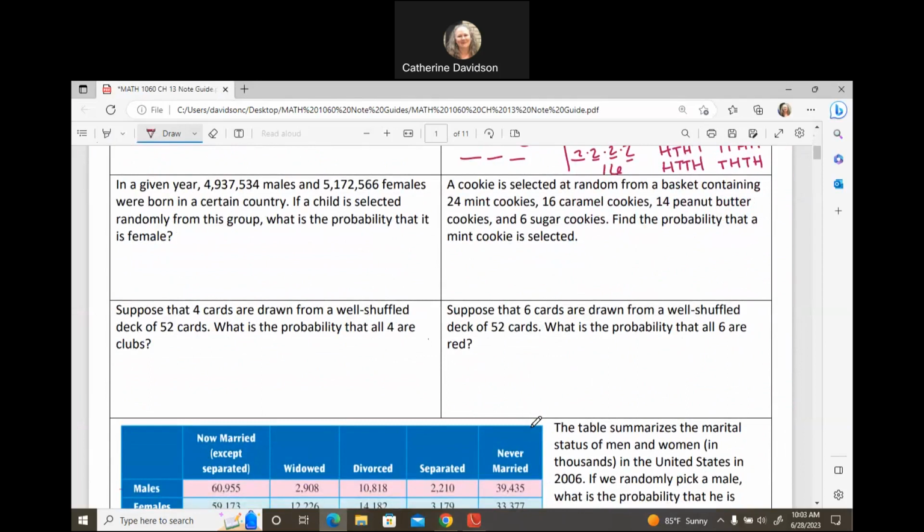All right, in a given year, 4.9 million males and 5.1 million females were born in a certain country. If a child is selected randomly from this group, what is the probability that it is female? So in words, we need the total number of females over all children. So females is 5172566. The total is going to go on the bottom.